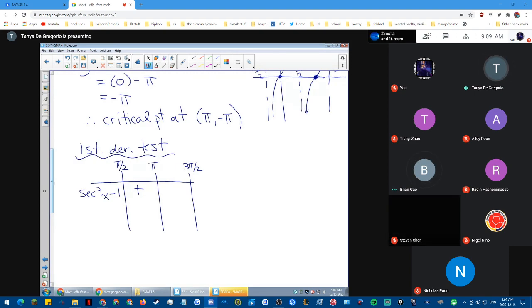Anyone? Positive. Yeah, it's positive. Okay, so what we see happening here is what? Max, min, either max or min? Neither. Excellent. It's neither. I don't have a change in slope. So it's neither.